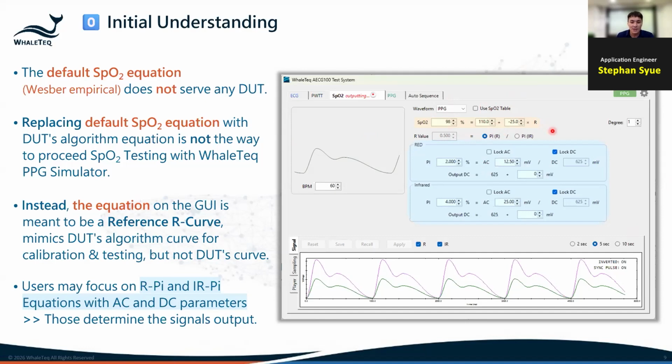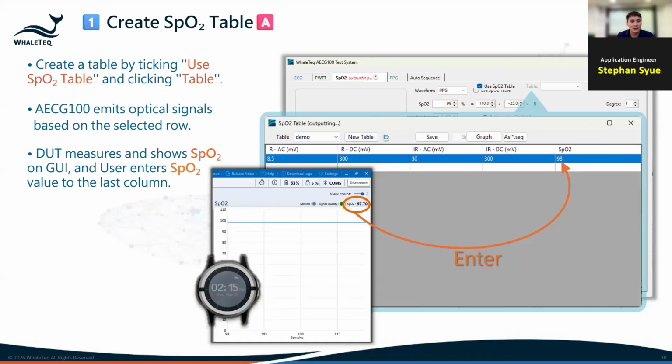We will unveil the reason why it's different. But let's focus on the AC100 and its red PI equation and IR PI equation. And you can see we have AC/DC for red and AC/DC for infrared, adjustable under your control. So here we have a quite useful function. It will get you started in no time.